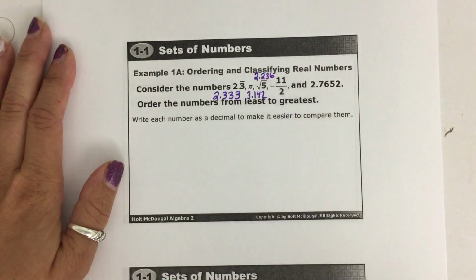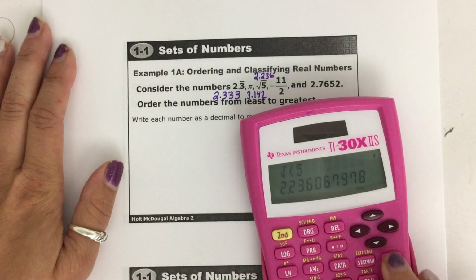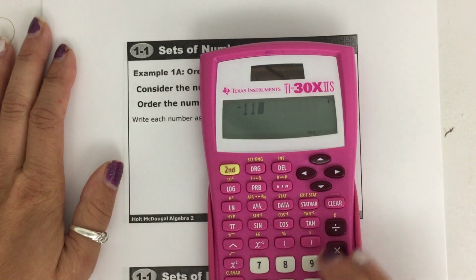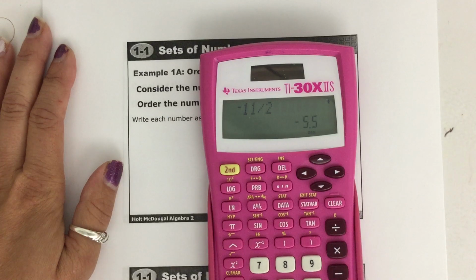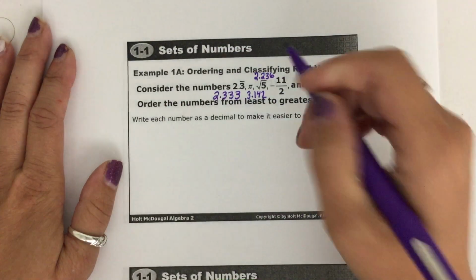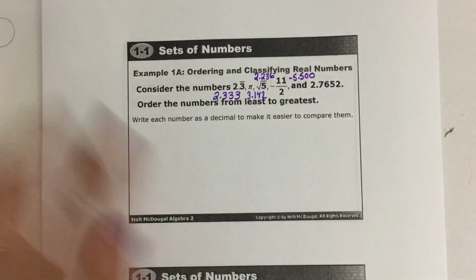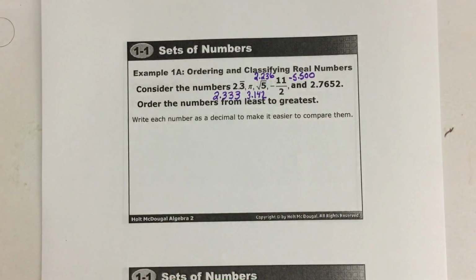2.236. Now negative 11 divided by 2. Just as a reminder, how do you go from fractions to decimals? You take the numerator, which is the top value, and you divide it by the bottom value. So that is negative 5.5. So I'm just going to go 0, 0. Now this is already in decimal notation, so I don't have to do anything to it.